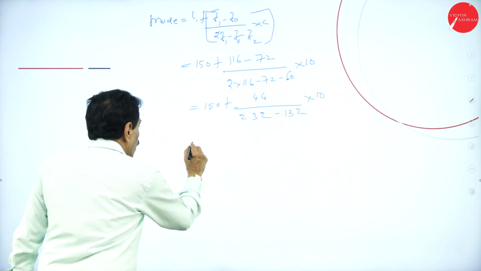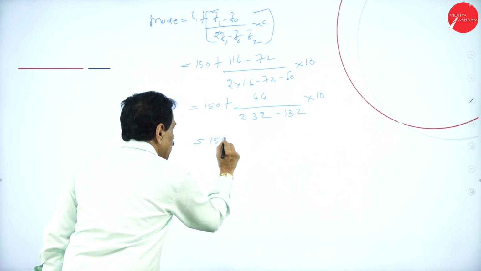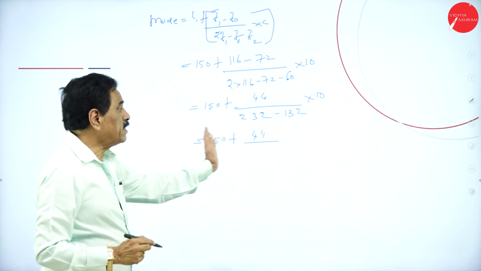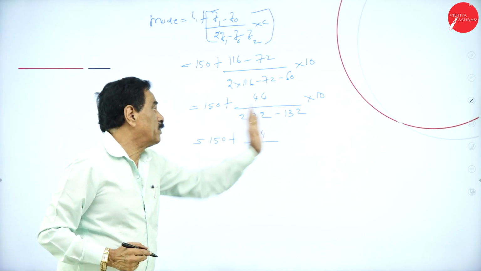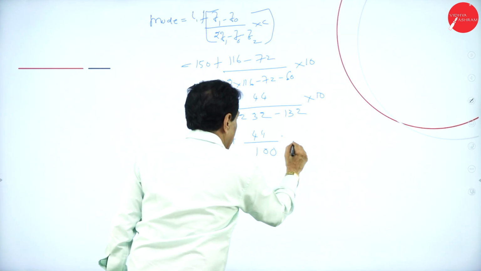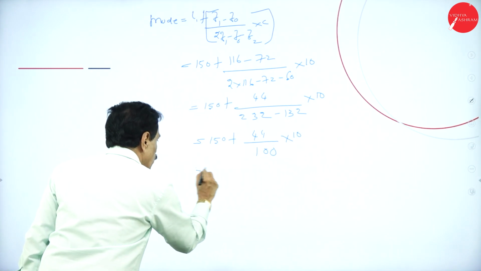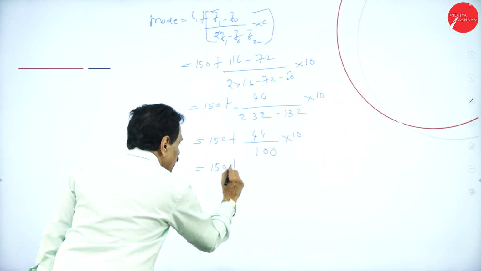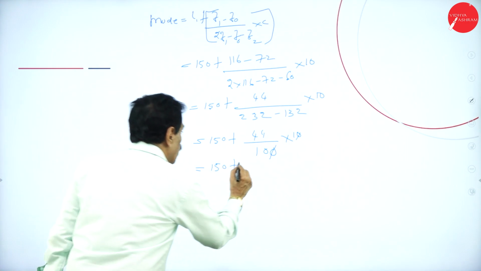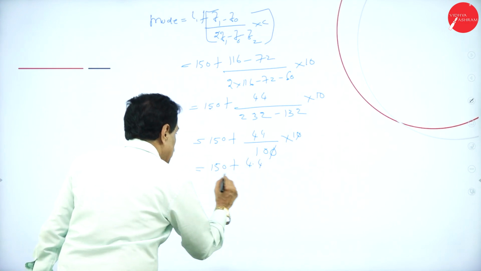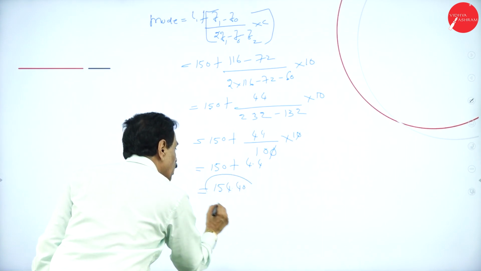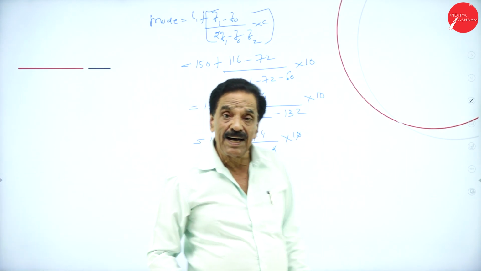Simplify this. 150 plus 44 divided by 100 into 10. Deduct: 232 minus 132 is 100. Cancel the 0. 44 divided by 10 is 4.4. This is 154.4, your mode.